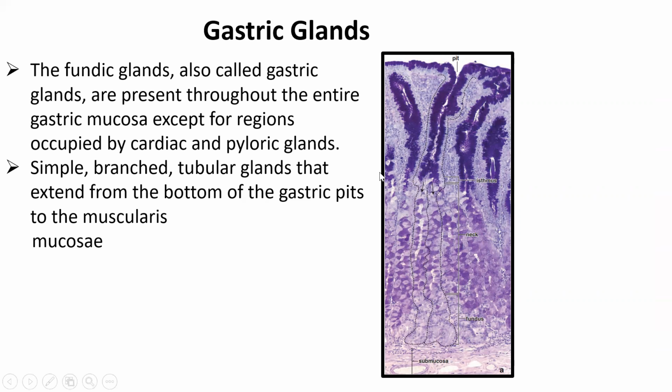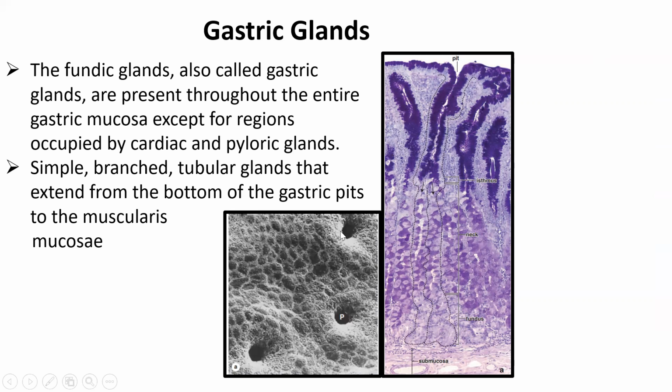They extend from the gastric pit all the way to the muscularis mucosa. So basically, if you look at the gland and the pit, it basically cuts across the whole mucosa, starting from the very top surface all the way to the muscularis mucosa. So it's all occupied by either pit or the gastric gland.